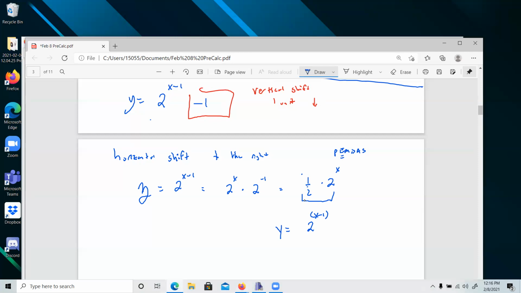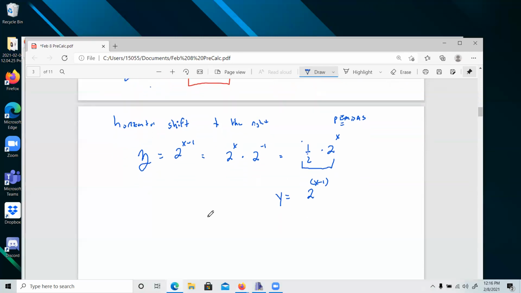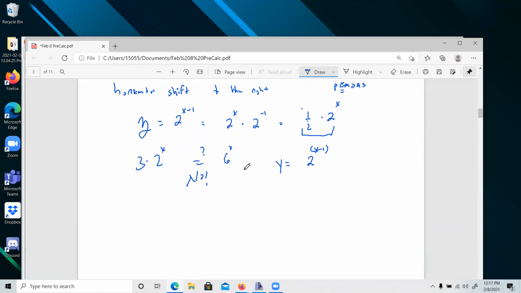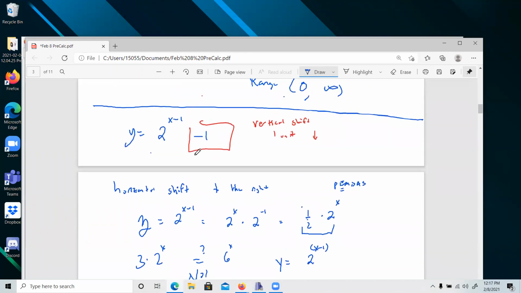A standard problem I would love to give is something like, what is 3 times 2 to the x? Is that equal to 6 to the x? No, that is not the same. These are way different. They're both exponential functions, but they're not going to look alike. So be careful about that. So back to where we were.